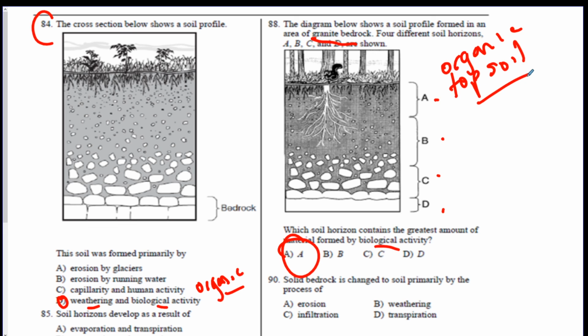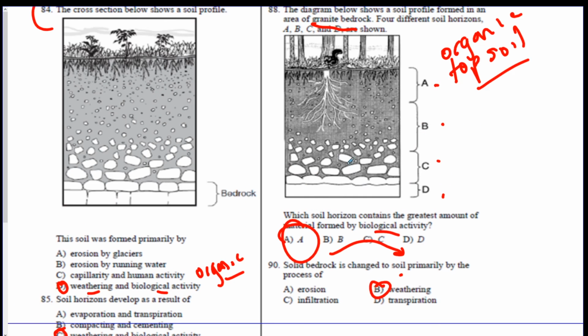And last but not least, number 90. Solid bedrock is changed to soil primarily by what? What can make solid bedrock turn into soil? Is it A, erosion, B, weathering, C, infiltration, or D, transpiration? Well, hopefully you said B. Remember, soil is broken down bedrock through the process of physical or chemical weathering. And that is wrapping up soil.